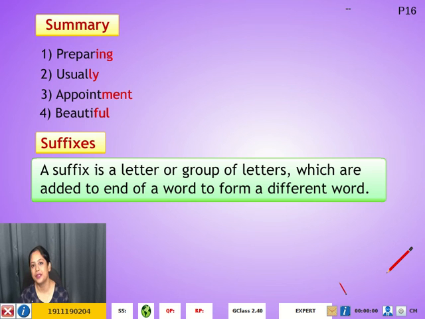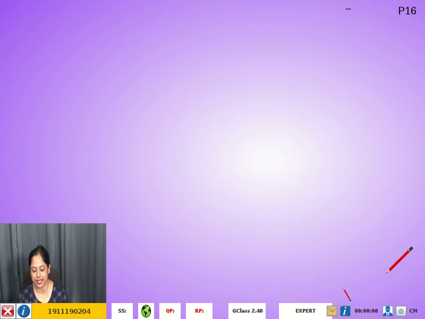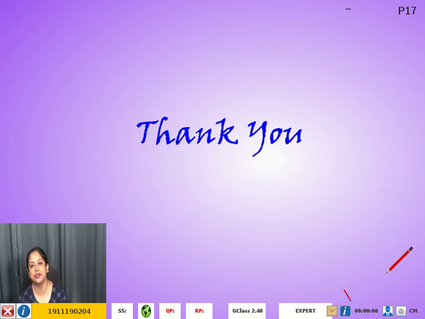Similarly, suffixes are a group of letters added towards the end of the word to form a different word. Prefixes are placed before a word, suffixes are placed after a word to form a completely different word in English. It can be either one letter or a group of letters. Where is it placed? Towards the end of the word. Why do we use suffixes? To form a different word.